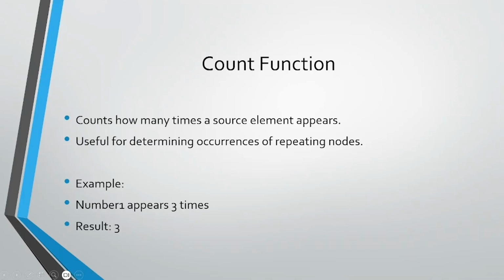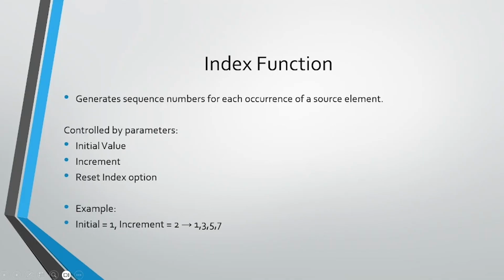Our third function is the count function. The count function is used to determine how many times a particular element appears in the source structure. Instead of performing calculations, it simply counts the number of occurrences of the source element. In this example, the number 1 element appears 3 times, so the count function returns 3, which is mapped to the result element.